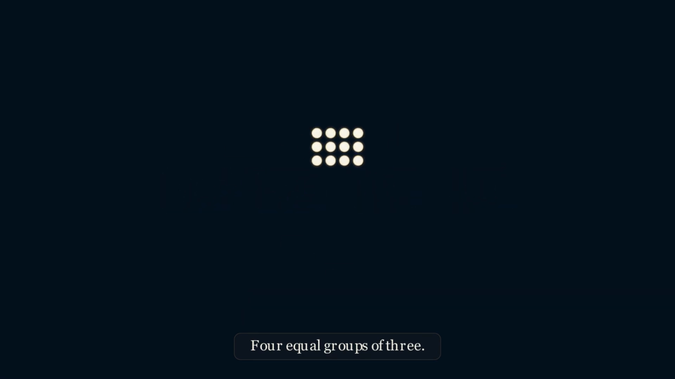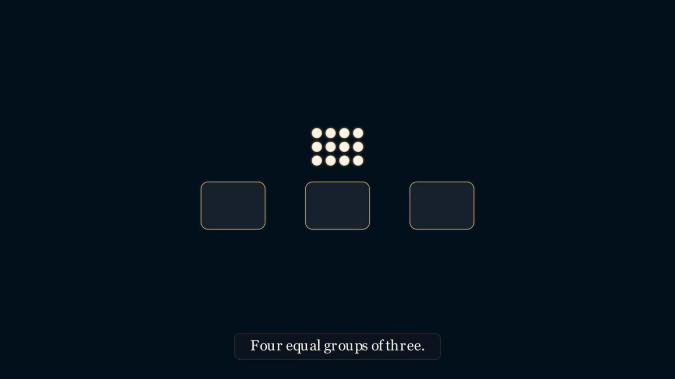Now, take the same total, 12 counters, and start separating. Share them into 3 equal groups, 1 counter to each group at a time. After 1 round, each group has 1. After 2 rounds, each group has 2. After 3 rounds, each group has 3. After 4 rounds, each group has 4.